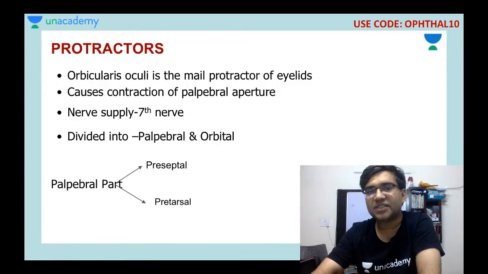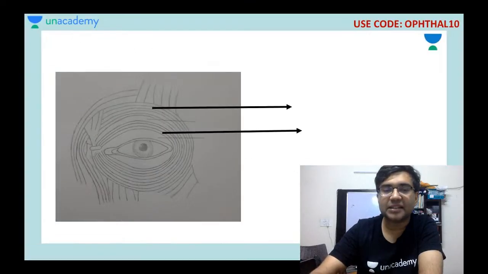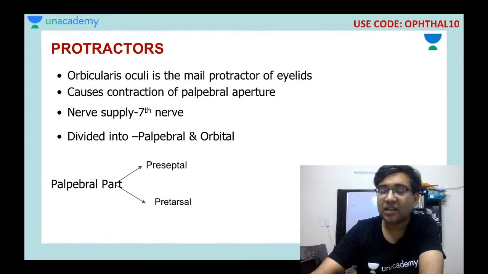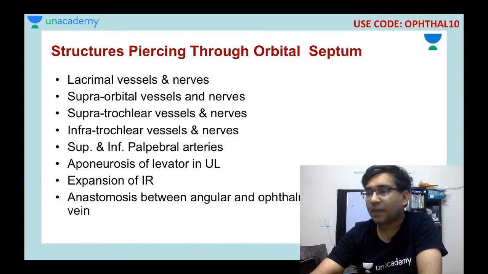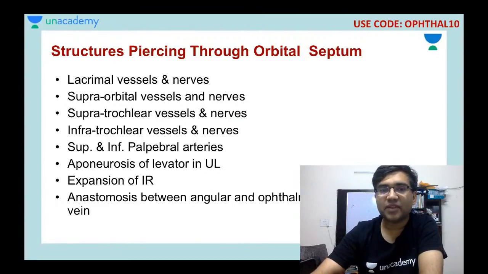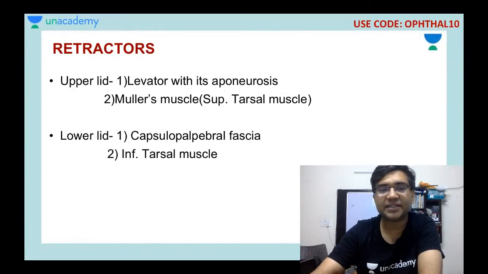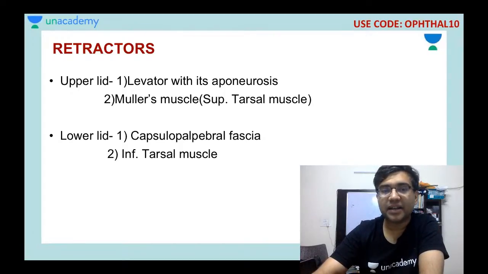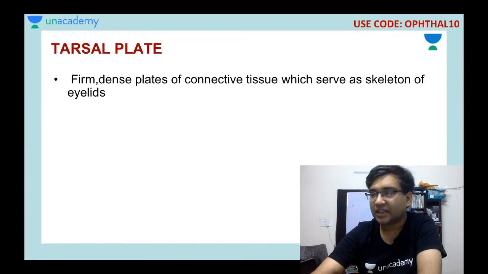Then we have the protractors, which are the orbicularis. Orbicularis has two parts, the pretarsal and the preseptal, and we have the orbital septum. The structures which pass through the orbital septum are the lacrimal vessels, supraorbital vessels, supratrochlear vessels, infratrochlear vessels, superior and inferior palpebral arteries, aponeurosis, expansion of the inferior rectus. Then we have the retractors like levator and the Muller's in the upper lid, and the capsulopalpebral fascia and inferior tarsal muscle in the lower lid.